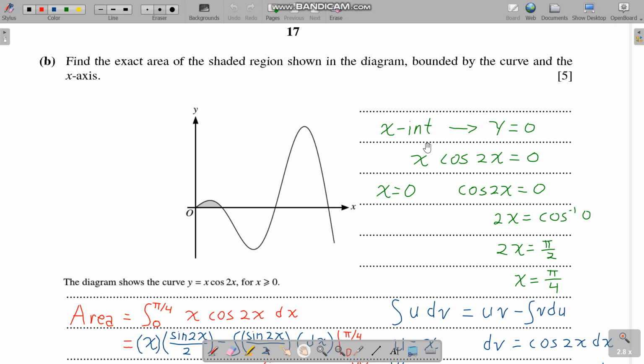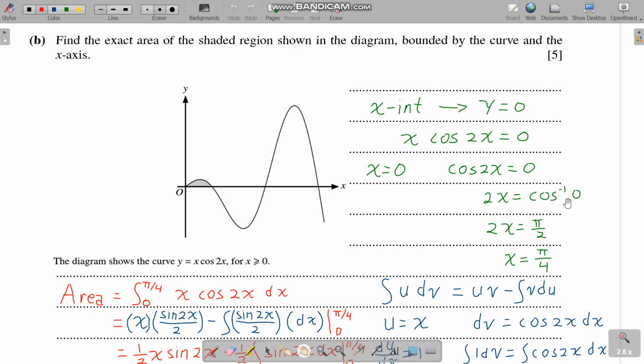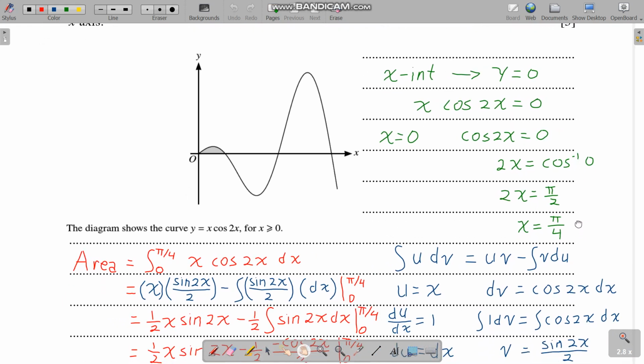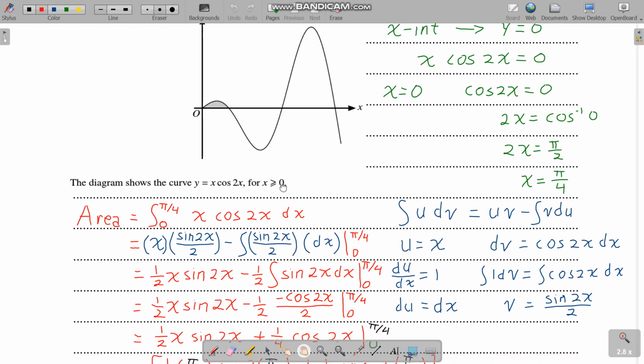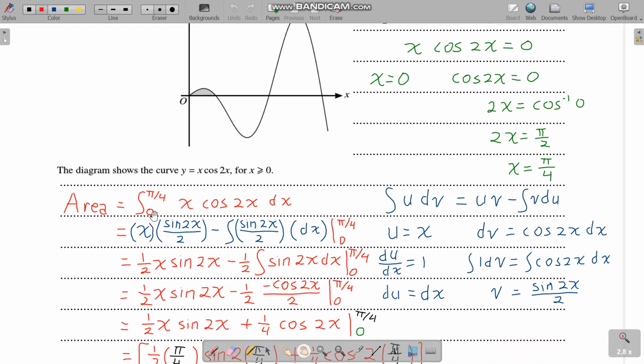So x-intercepts means y equals 0, and the y is x cos 2x. So we solve x cos 2x equals 0. This is a multiplication, so x equals 0 or cos 2x equals 0. So cos 2x equals 0 means the 2x is inverse cos 0, which is pi over 2. So the x is pi over 4. Now we have the terminals of the integration from 0 to pi over 4. The area is the integral from 0 to pi over 4 of x cos 2x dx.